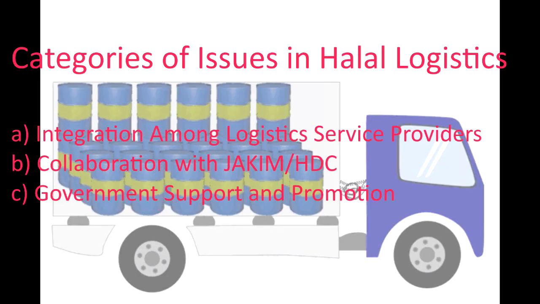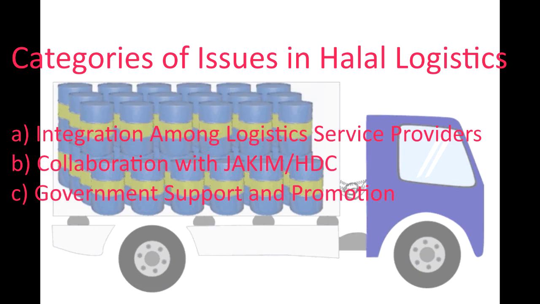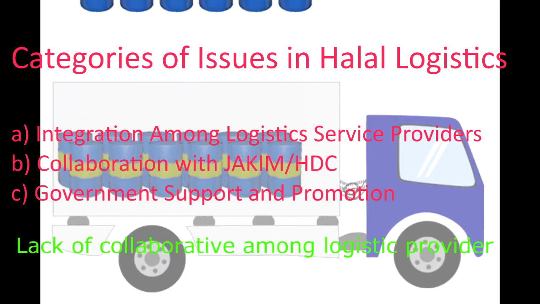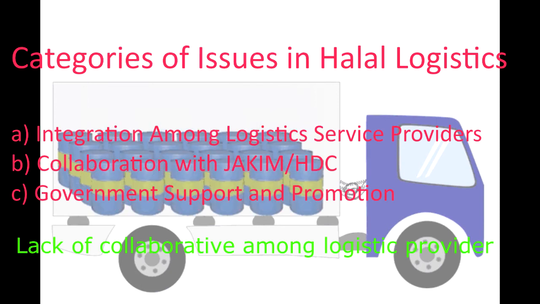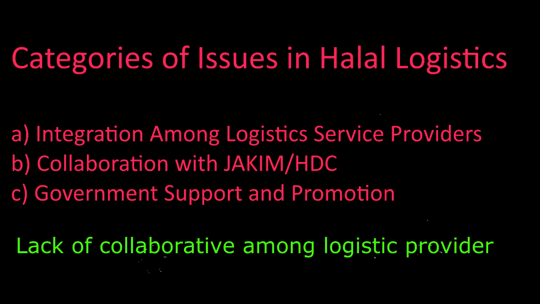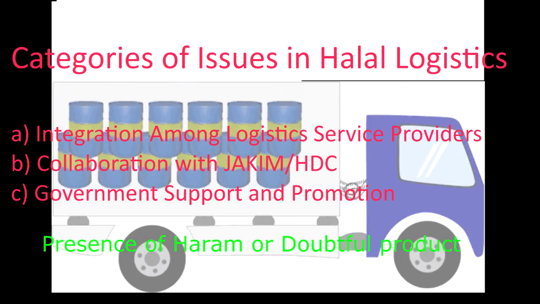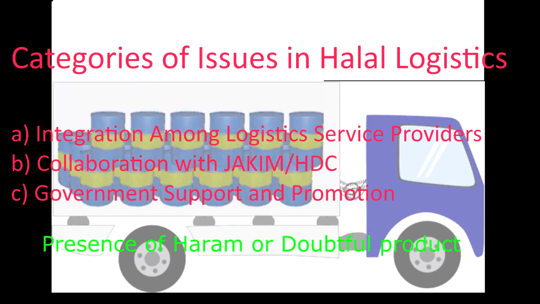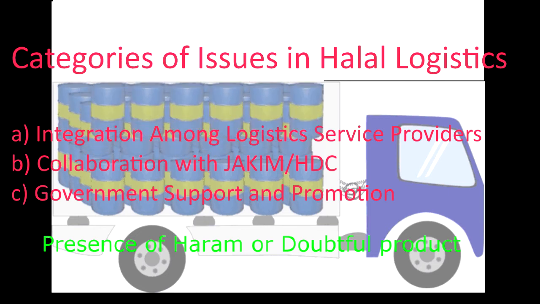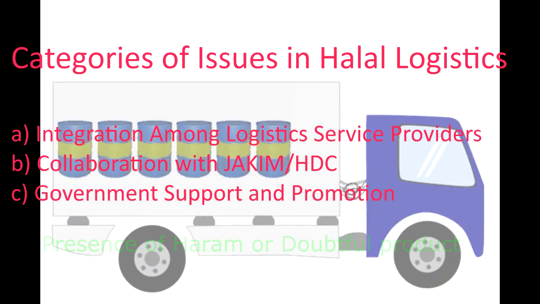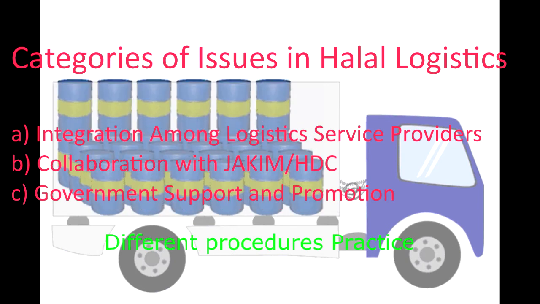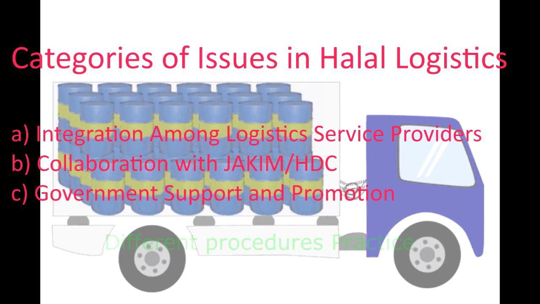Categories of issues in halal logistics. First, integration among logistics service providers, which are lack of collaborative efforts among logistics service providers in ensuring unbroken halal chain, presence of haram or doubtful substance on product such as ingredients or materials during logistic activities. And lastly, different logistics service providers have different procedure practiced.